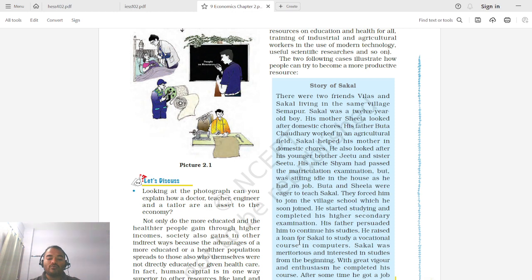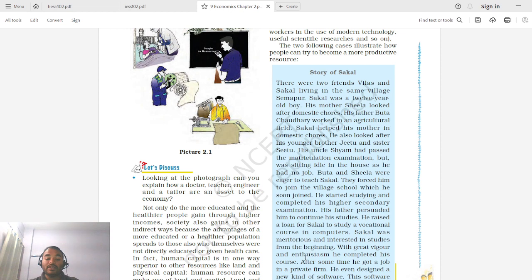So he raised a loan for Sakal to study a vocational course in computers. What his father did was, because of their poor family economy, he had to go for a loan. His father took a loan and allowed his son, Sakal, to take a course in computers. Sakal was also a meritorious student, and as he was interested in studies from the beginning, with great vigor and enthusiasm, he completed his course.